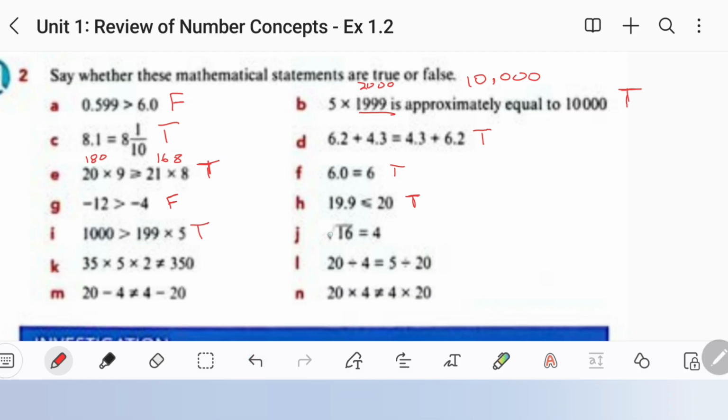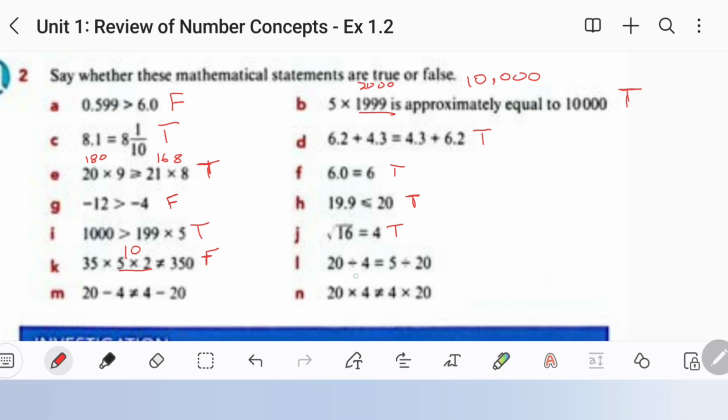Okay, then J is under root of 16 is 4. Yes, it is under root. Okay, then we have 35 times 5 times 2 is not equal to 350. So first let's quickly solve it. First, these two are easy. 5 twos are 10, and 10 times 35 is 350, and it is equal. So this is wrong.